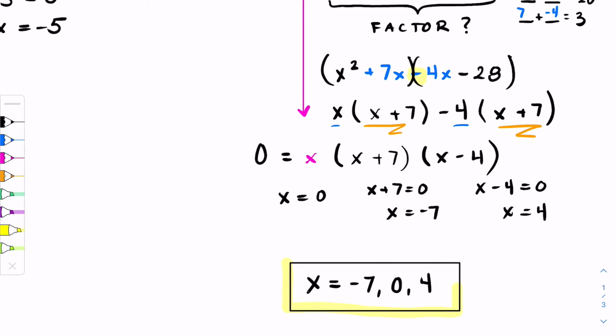And again, you can check your answer by substituting any of these solutions back into the original equation and making sure your solution is 0.